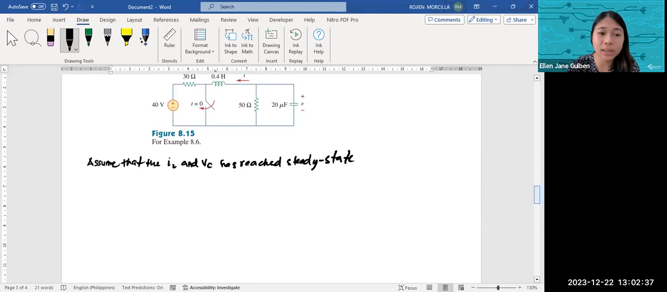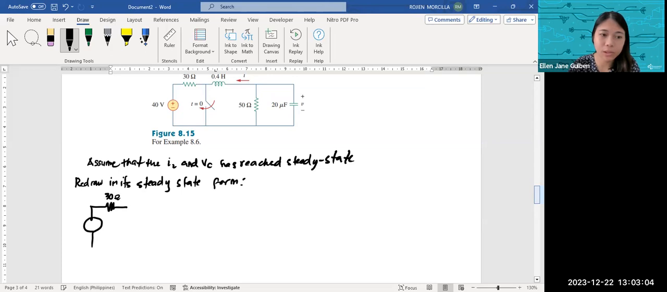So redrawing it in its steady state form. So this is the 30 ohm. Our inductor will be shorted. We have 50 ohm. And we have an open capacitor.